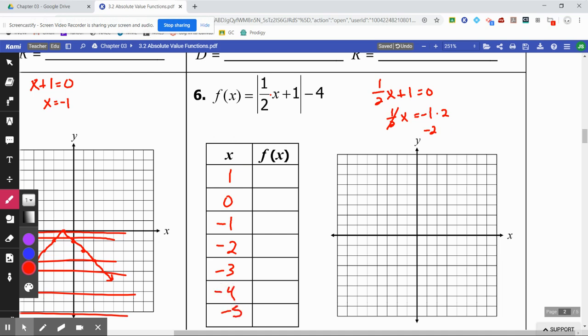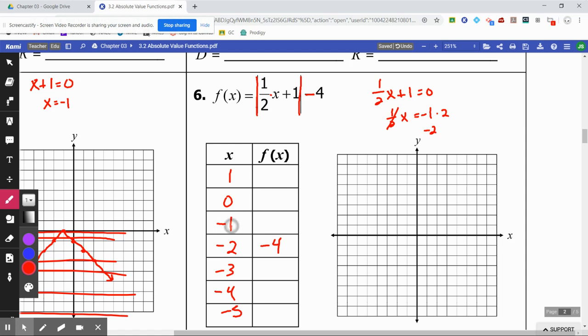When I plug in -2, half of -2 is -1. -1 plus 1 is 0. When you take the absolute value, it's still 0. When you subtract 4 from that, when you plug in -2, you get -4.